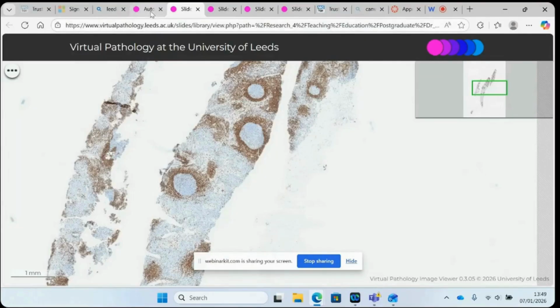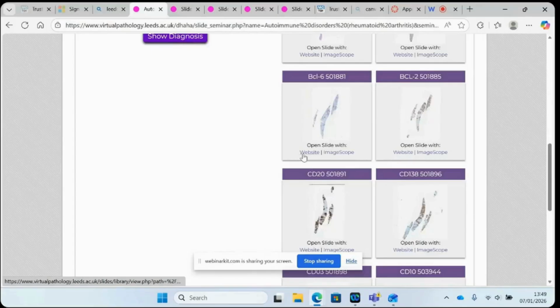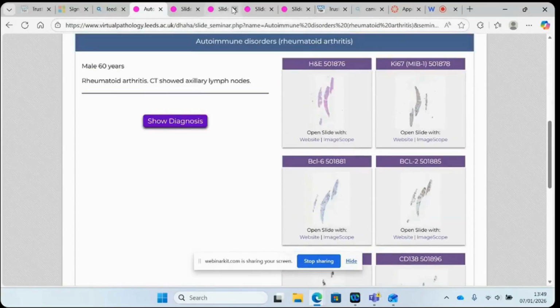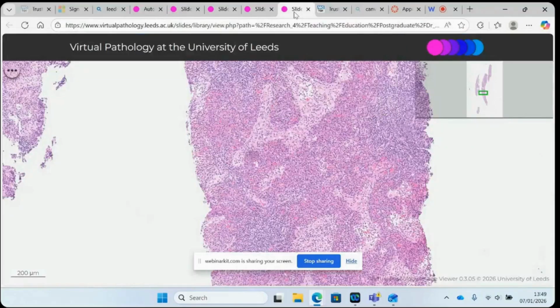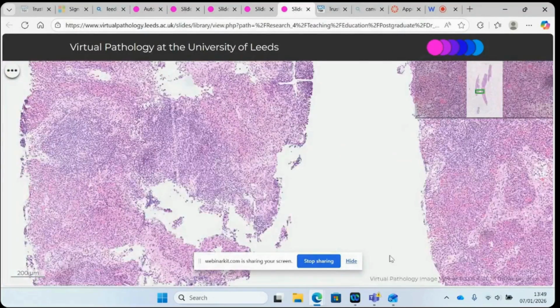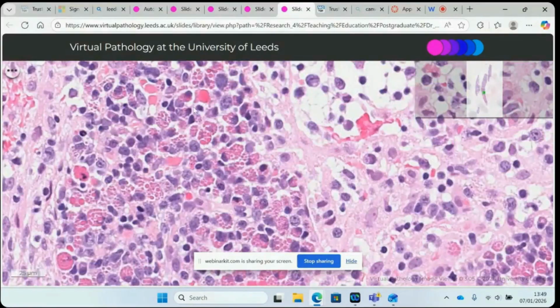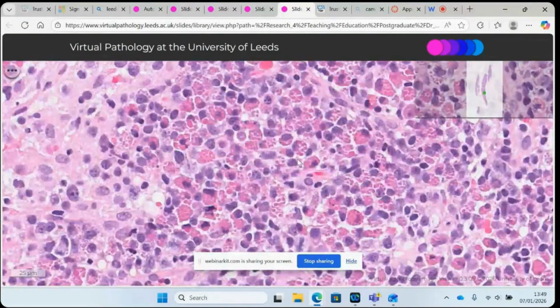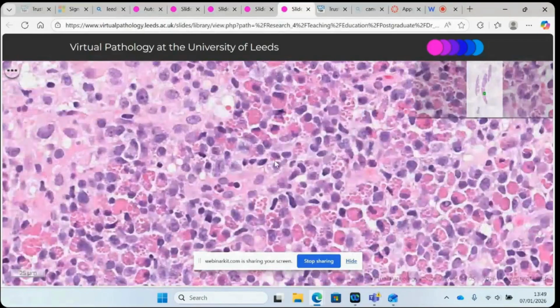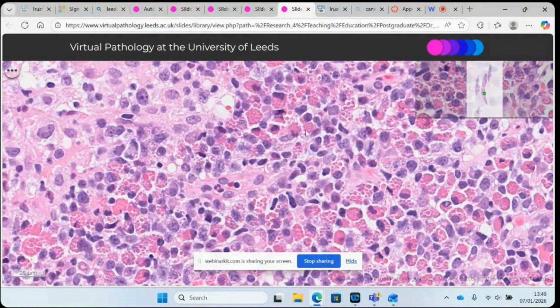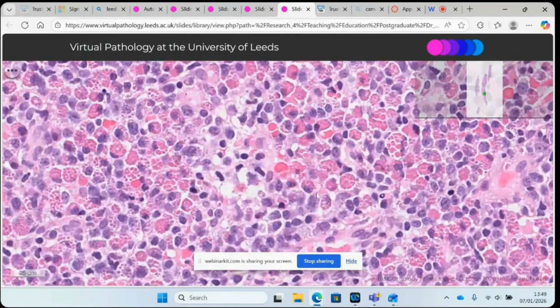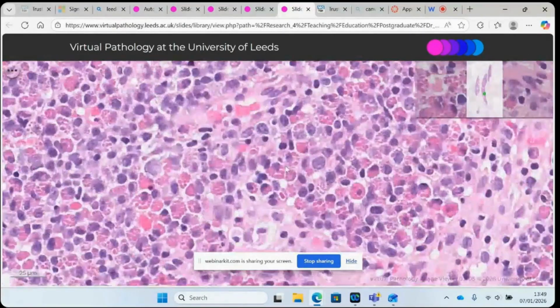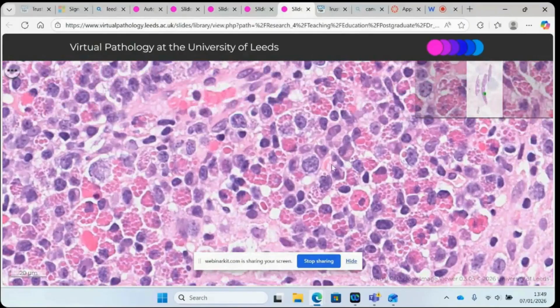What else is going on in this node? If we go back to the H&E, we've got these expanded areas in between, and in these areas we've got lots of plasma cells here, more plasma cells here. So lots and lots of plasma cells, also quite a lot of eosinophils as well, actually. So there's eosinophilia and lots of plasma cells. Again, lots of plasma cells here, here, here.